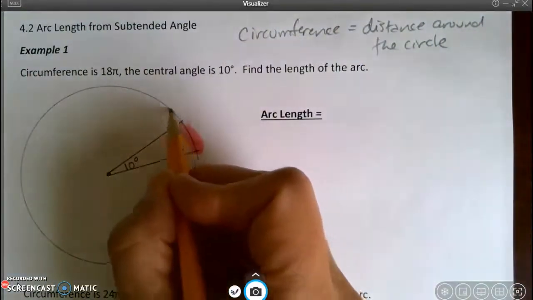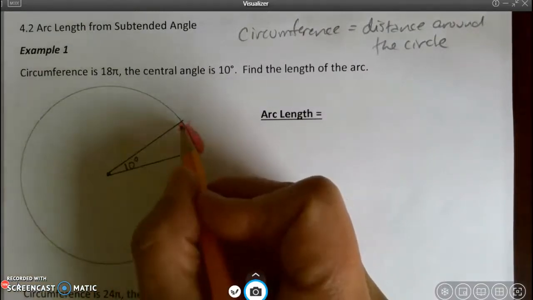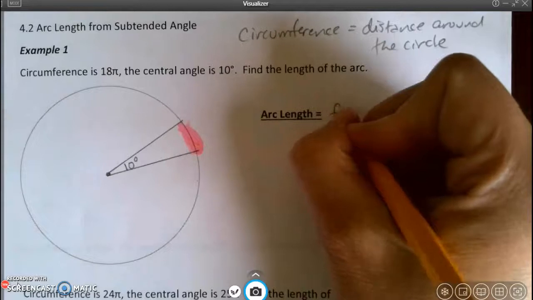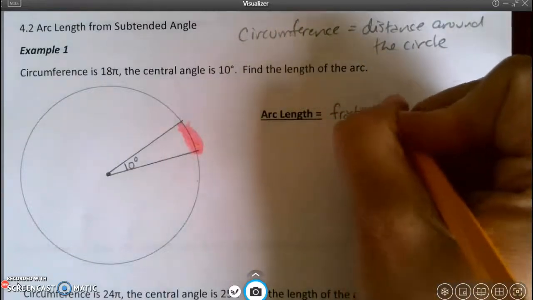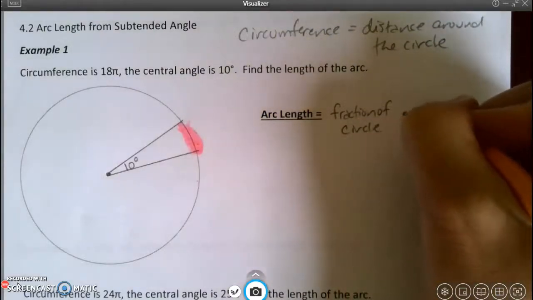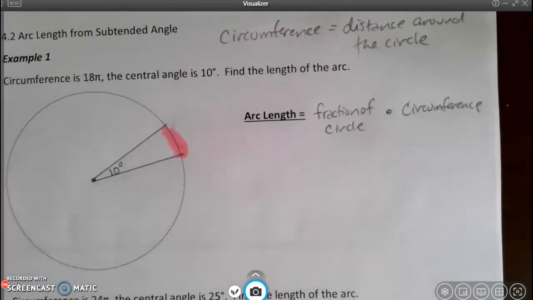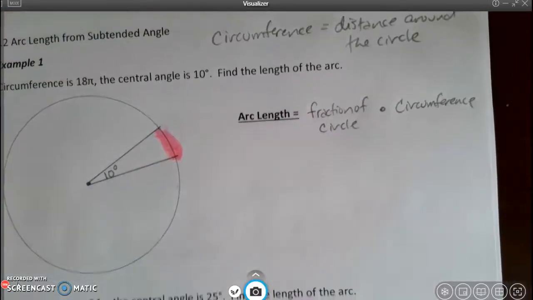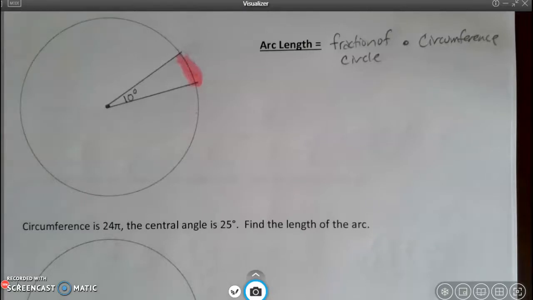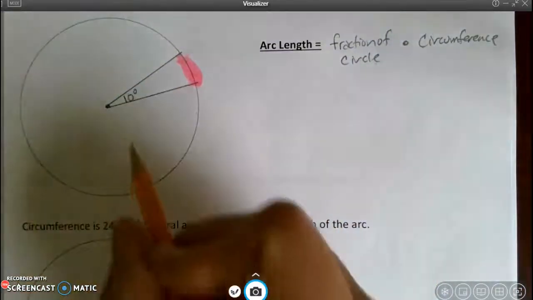Well, I realize that the entire circle is 18 pi, and that this is a portion of the circle, or fraction of the circle, times the circumference. It's sort of like when we were only doing part of a revolution, we would multiply by 360 degrees, or 2 pi, because we were looking for the magnitude. But since we're looking for the length, we're going to take that fraction and multiply by whatever the circumference is.